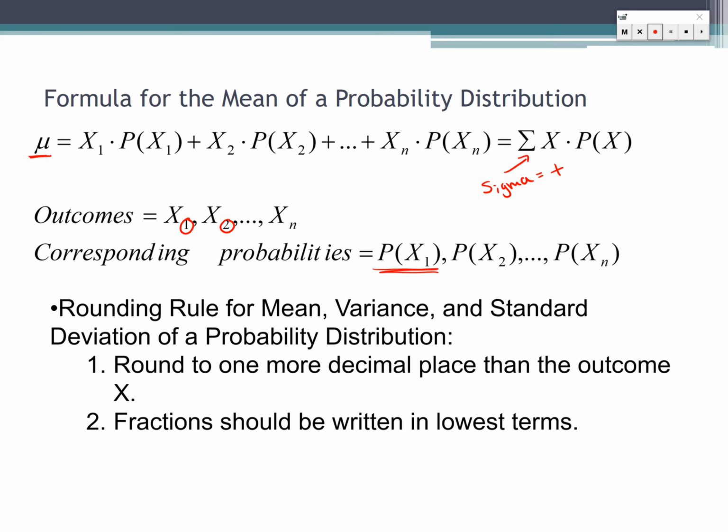Any fractions, we want to try to keep our answers exact whenever we can. So any fractions, just write them in lowest terms. That's all we're looking for.